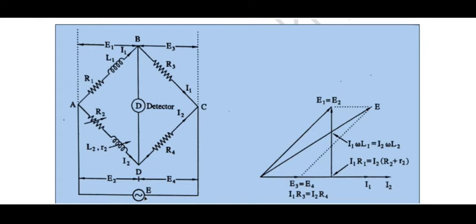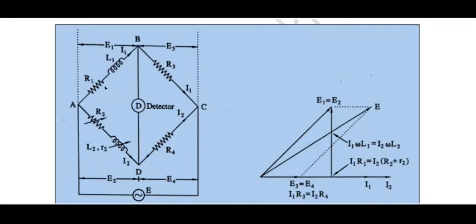So let us first see its circuit. You can see this is the bridge circuit for the Maxwell inductance bridge, and we have four arms, as I explained to you. Each and every arm has a combination of resistance and inductance. Among them, these two arms have a combination of resistance and inductance.